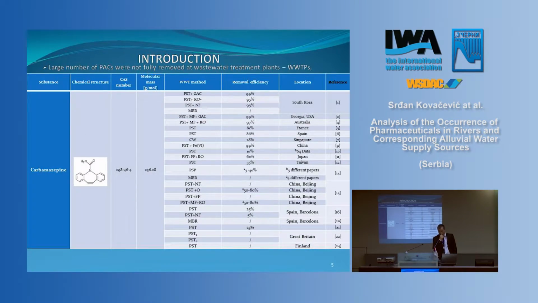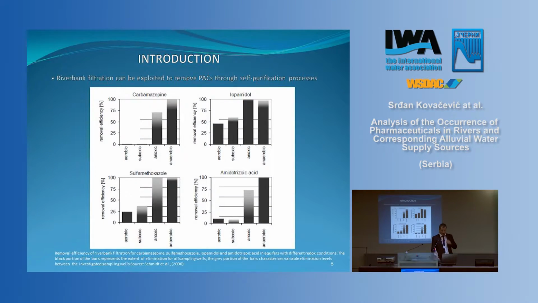Also, it's interesting to show what is the rate of the removal of pharmaceuticals. This is also an example from carbamazepine. It is removed from 5% to 99% depending on the technology we are using. Some of them mentioned, we can use reverse osmosis, we can use adsorption, but some of them are cheaper, some of them are more expensive, depends on the economy of the state. Also, this is very interesting.